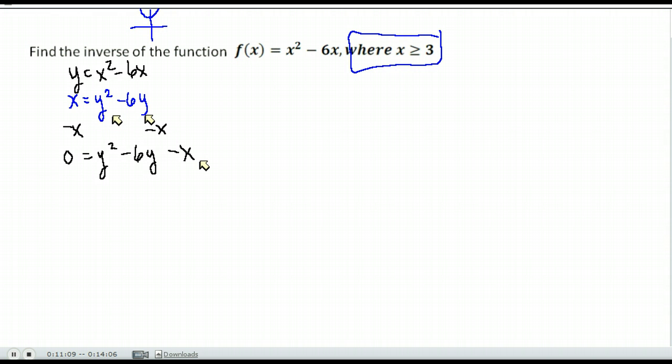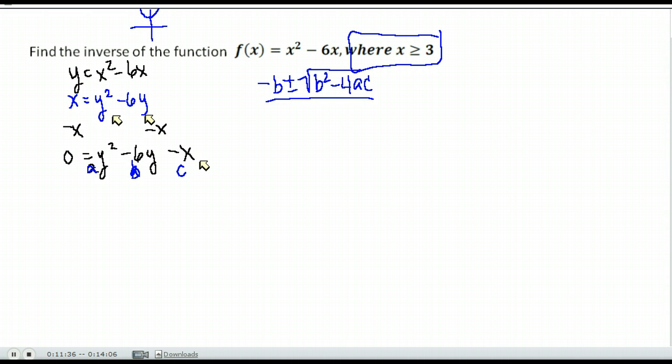Now we're going to treat this x down here on the end like a constant because it doesn't have a y with it. And remember, when we use the quadratic formula, since that's what we're going to use here, a was the number in front of the y squared, b is the number in front of y, and c is this number on the end. So we're going to plug that into the quadratic formula to find our solutions.